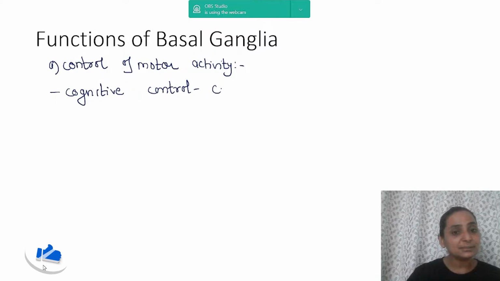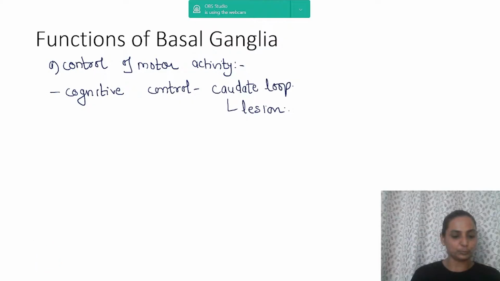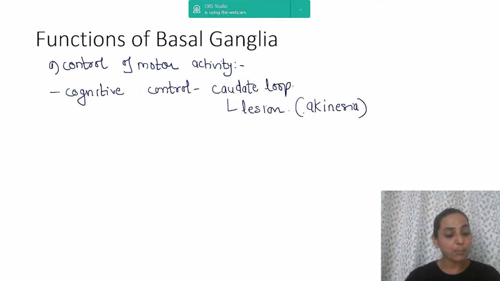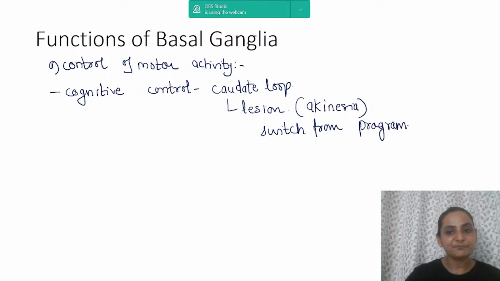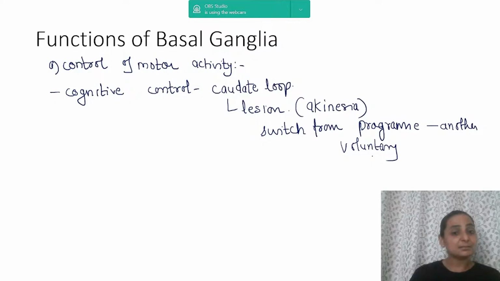Let me tell you that if there is any lesion of the caudate loop, there is a kind of akinesia. What is akinesia? Paucity of movements. It is very difficult to switch from one program to another. That means you cannot shift from one voluntary activity to another. That is akinesia with the lesion of the caudate nucleus.